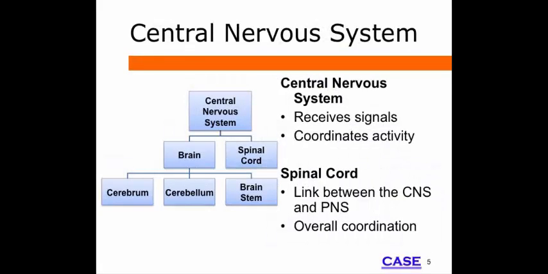The main functions of the central nervous system are to receive signals from nerves in the PNS and coordinate further activity. The spinal cord connects the brain and the nerves of the PNS. It is important in the overall coordination of body movement. Most nerves branch from the spinal cord.